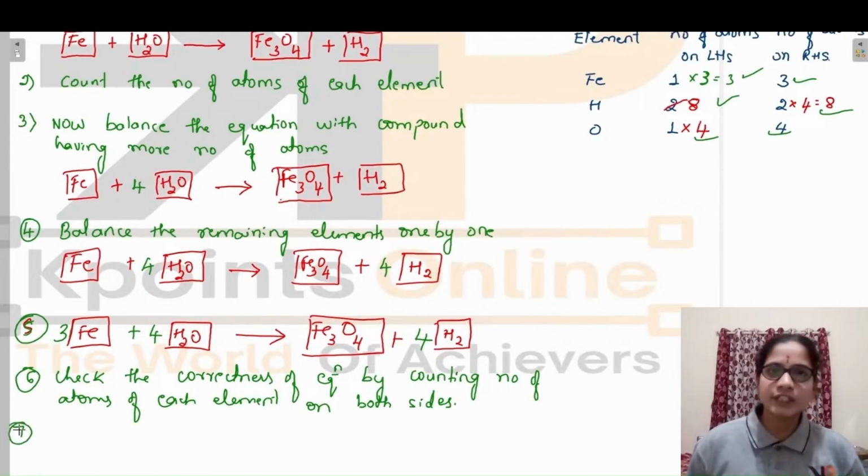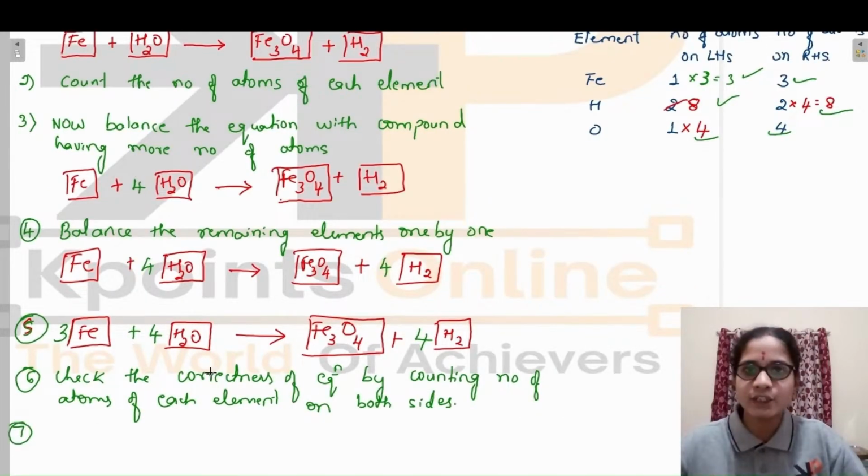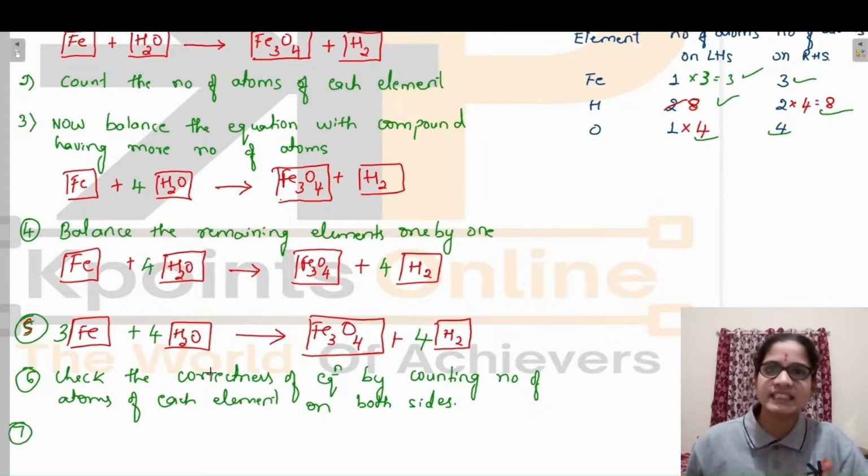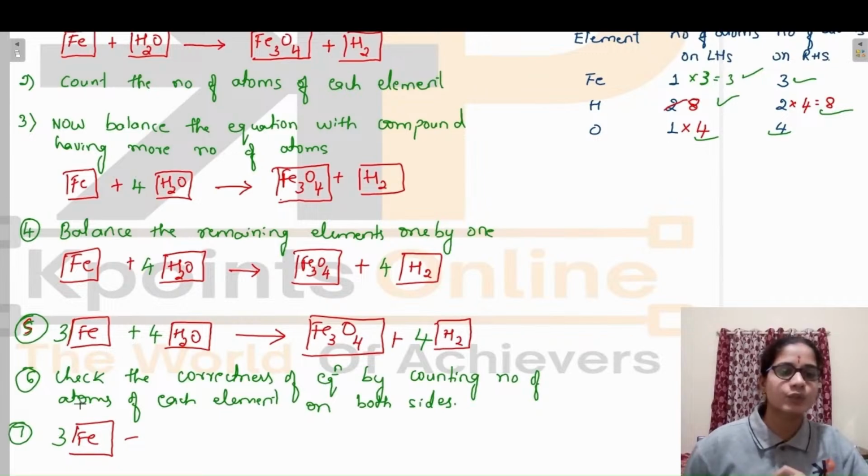Then again, what we need to do is, in a balanced chemical equation, the state symbols for all the reactants and products must be mentioned. If they are in solid state, we will symbolize it as S. If they are in liquid state, L. If they are in gaseous state, G. If they are in the form of aqueous solution, then we will write AQ. So directly I will write the equation now.